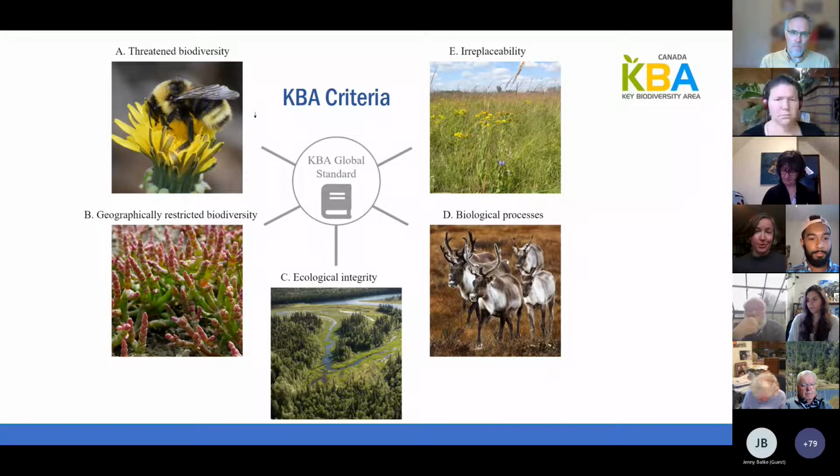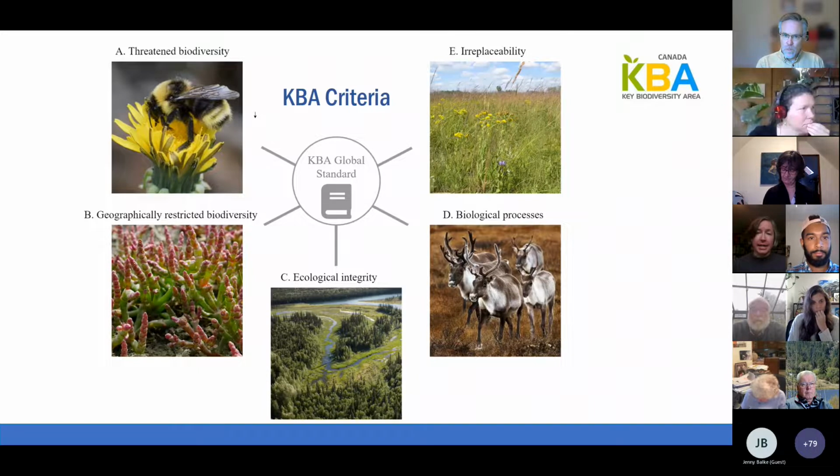So you can use different threat assessment types in order to identify which are the species that might even qualify a site as a key biodiversity area. Also threatened ecosystems as well, so that's red listed ecosystems. You can identify a key biodiversity area for geographically restricted biodiversity, again, species and ecosystems. So these would usually be rare species or ecosystems that only occur in small patches across Canada.